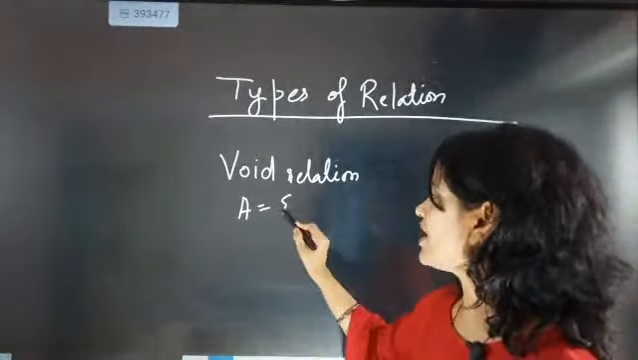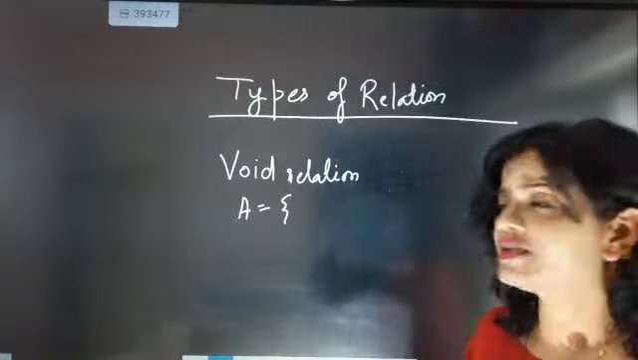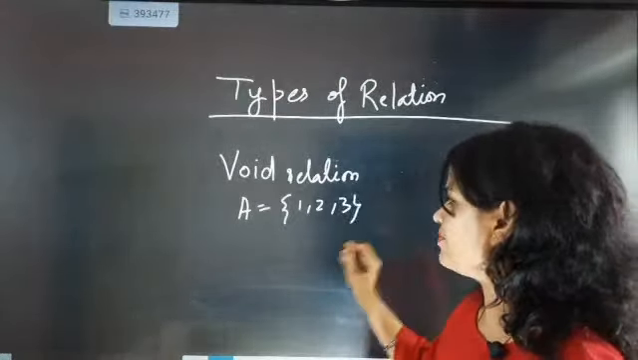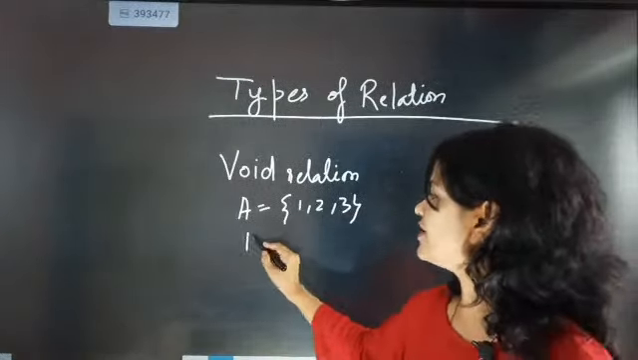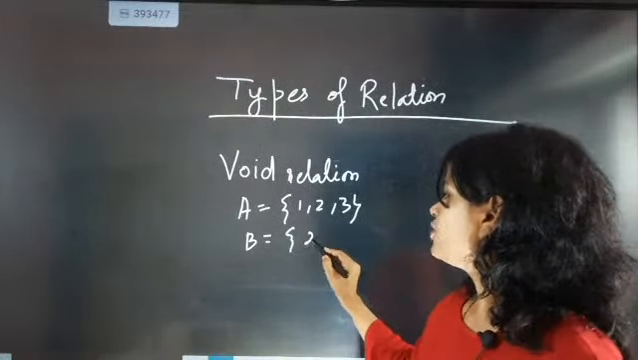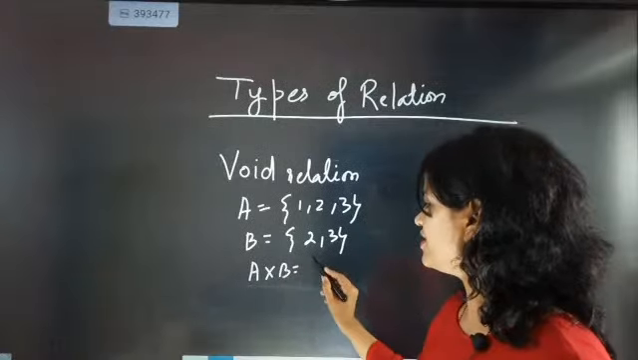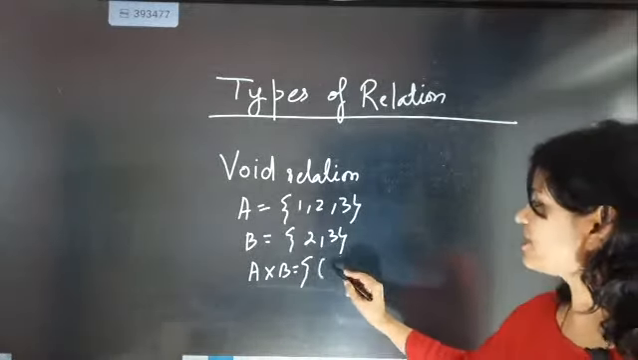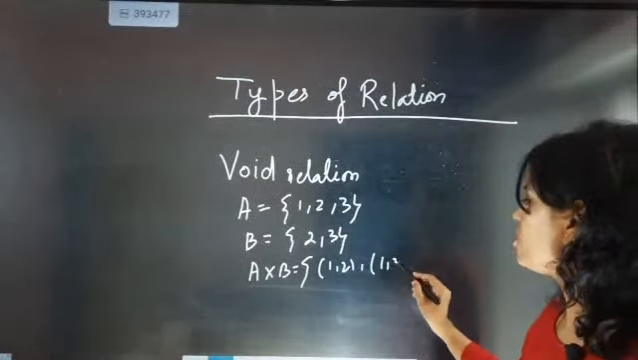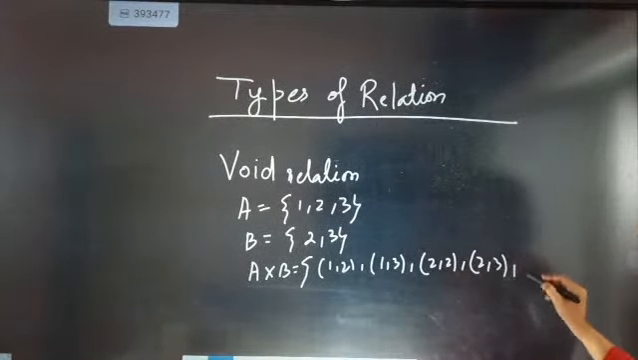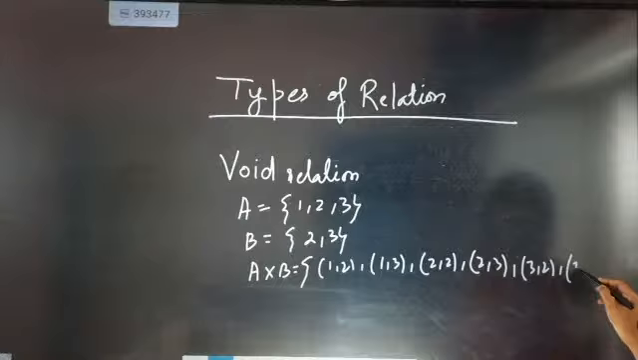So A is a set, exactly a set containing 1, 2, 3 elements. Now B is a set containing 2 and 3. So A cross B, how many pairs are possible? Then you will say, auntie, how many times will you tell us to write this? (1,2), (1,3), (2,2), (2,3), (3,2), (3,3), written.